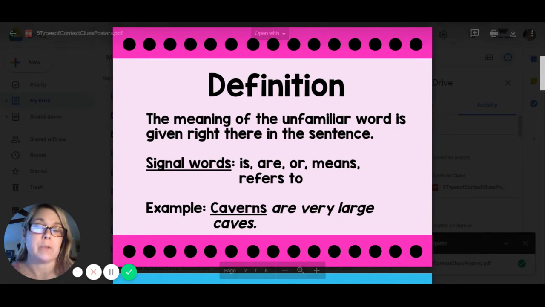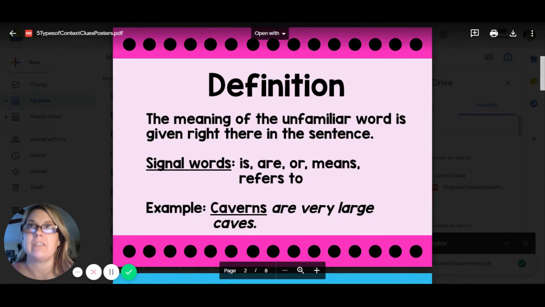And here's an example of a definition. Caverns are very large caves. Okay, so if you don't know what caverns are, what are they? Very large caves. Probably the easiest one, most basic.